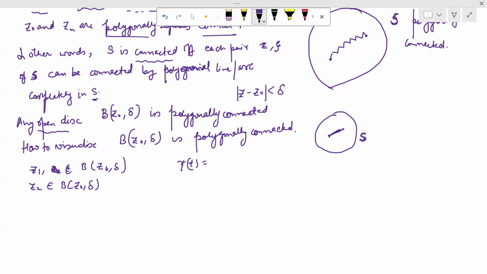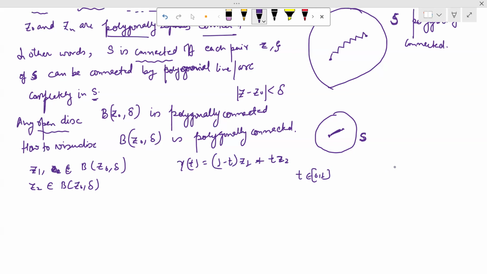Okay, now see, if I write what is gamma t, okay, what is gamma t? Gamma t would be (1 minus t) z1 plus t times z2. I have taken z1 and z2 here, so you can reverse the order also. It could be that the initial point is z2 and the final point is z1. Here t lies between 0 and 1. This is the equation for this. Is that fine?